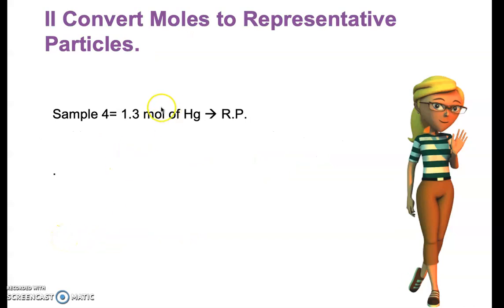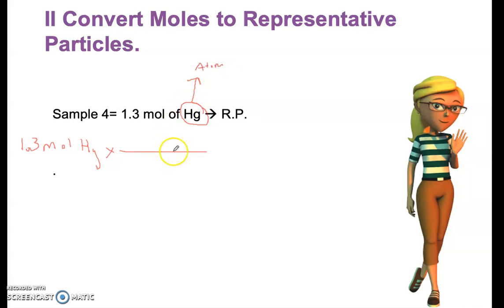Okay, 1.3 mole of Hg. Now, we're starting out with a different unit here. 1.3 mole Hg. So you're at the center of the mole map. Now you want to go to the right. Now remember, Hg is an element, so that is basically what we're going to say is an atom.